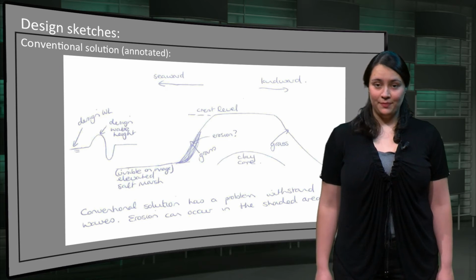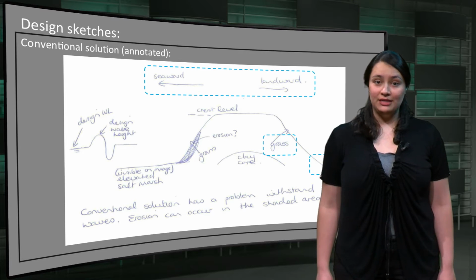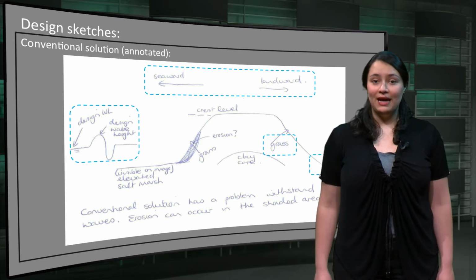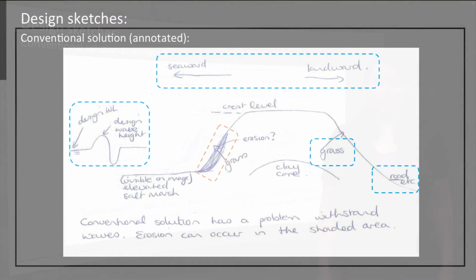The next step is to assess the design of the conventional solution. We can see that the example includes the seaward and landward directions and elements such as the grass and the road on the landward side. Also, the expected wave height is explicitly included. The sketch also explains that the dike's berm would be covered in grass in an attempt to prevent erosion. Overall, this work meets the requirements of a sketch for the conventional solution.